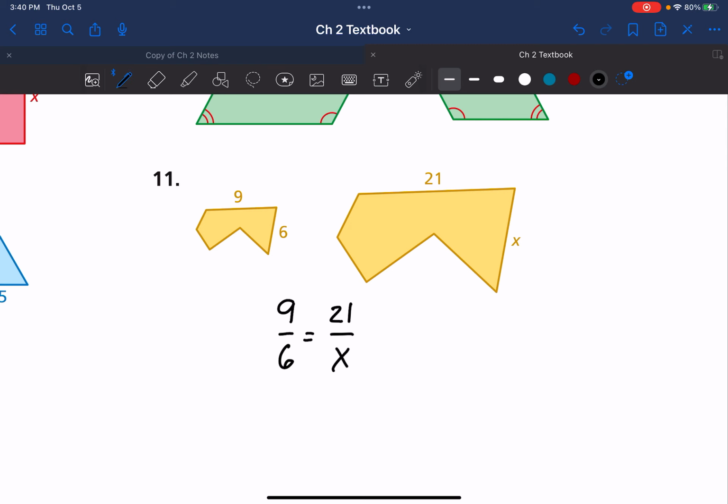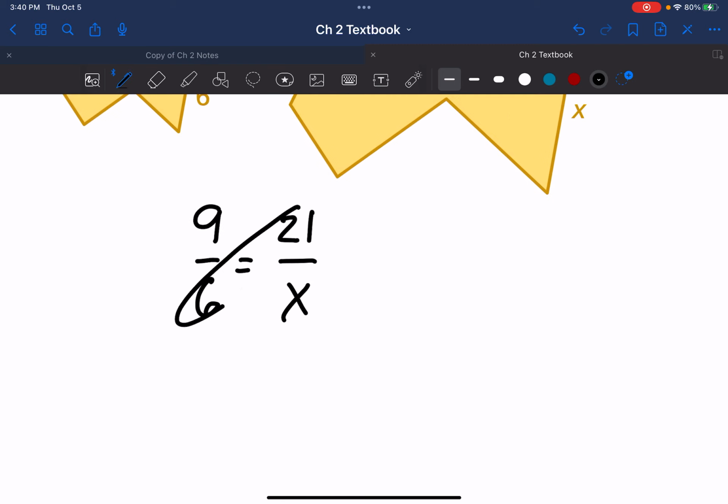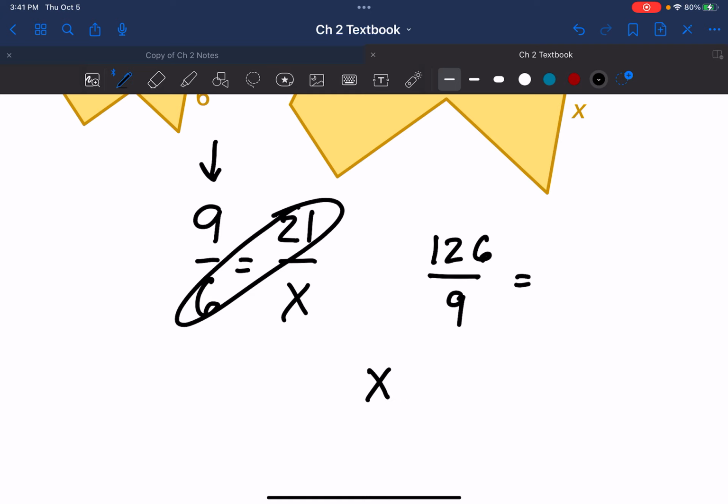All right, let's go ahead and solve. We're gonna times, divide. 21 times 6. By the way, if you need to pause this and grab a calculator, feel free. 21 times 6, I got 126. Now we're gonna divide by the little loner who had no friends. And now I got x equals 14.